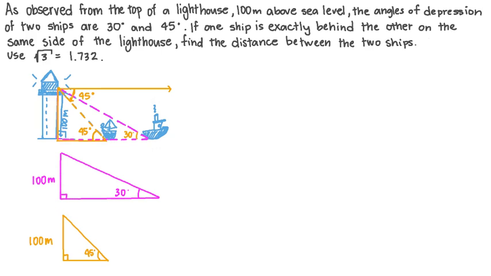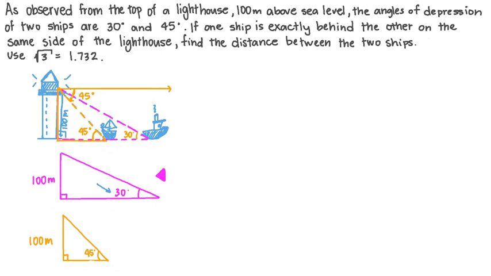Before we move on, let's be really clear about what distance we're solving for. We are interested in the distance between the two ships. In order to find that, we'll take the distance of the boat that's furthest away, and then we'll subtract the distance of the boat that's closest to the lighthouse. In order to do that, we'll need to calculate these two missing side lengths. First, let's focus on the pink triangle, on the boat that's furthest away.